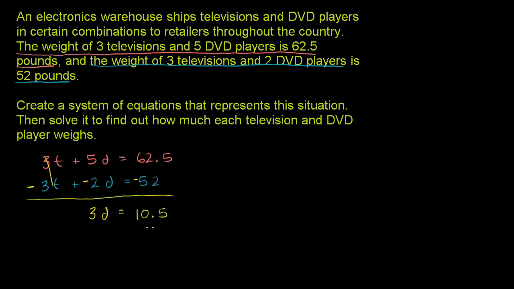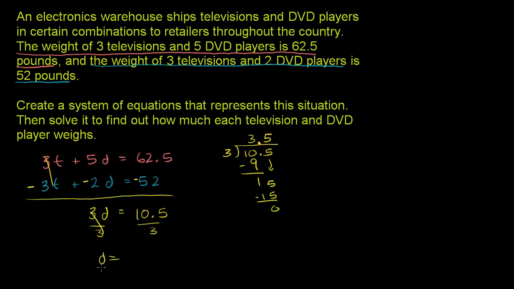And now we can divide both sides of this equation by 3. Divide both sides by 3, and you get d is equal to 10.5 divided by 3. So let's figure out what that is. 3 goes into 10.5. It goes into 10 3 times. 3 times 3 is 9. Subtract, get 1. Bring down the 5. Of course, you have your decimal point right here. 3 goes into 15 5 times. 5 times 3 is 15. You subtract, and you get 0. So it goes exactly 3.5 times.